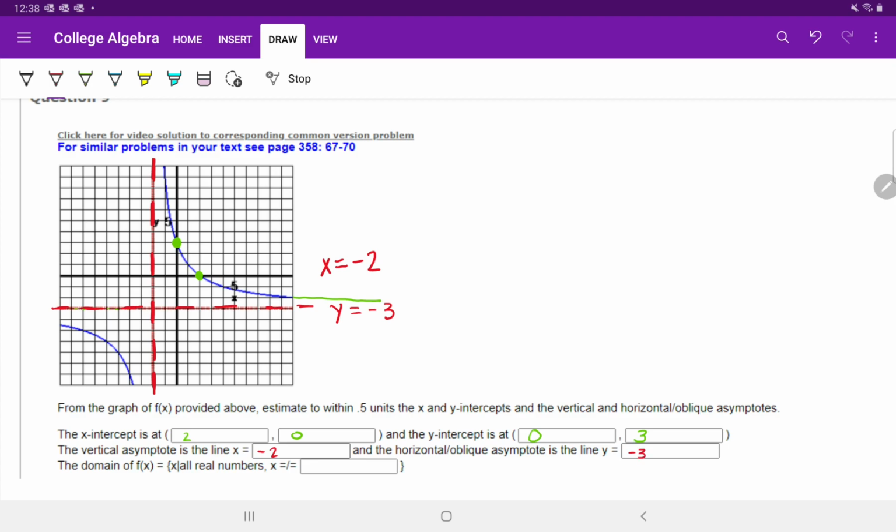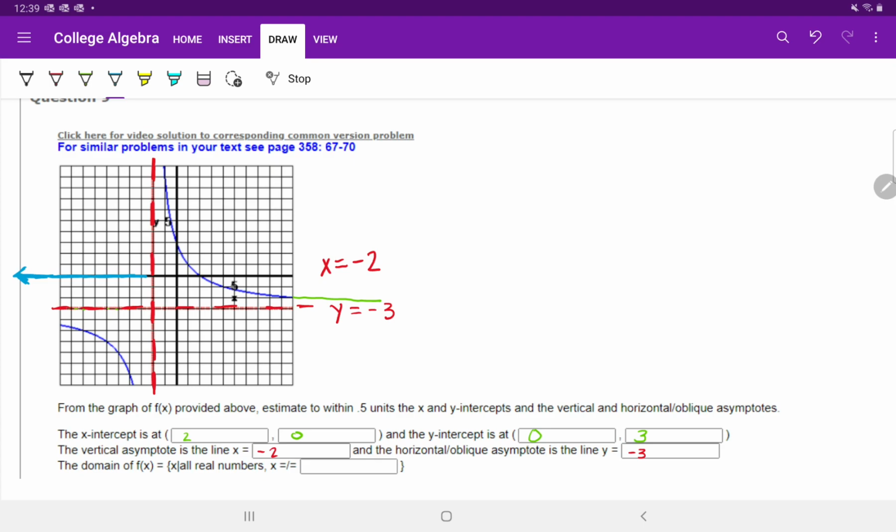They're also asking us for the domain of f of x. Now, the domain is the set of all x values that we can put into our function. And domain and asymptotes actually go hand in hand. So if I'm looking at my blue function, all of these x values going down to infinity will be included in my function. All of these x values are included all the way up to this part.